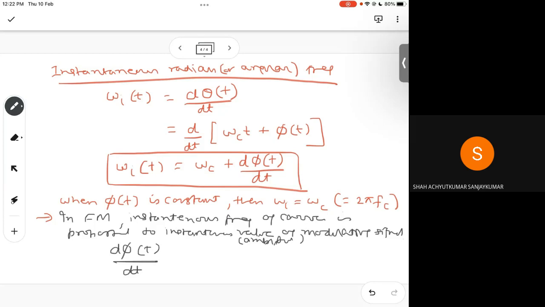So what it implies is that d phi(t) by dt is equal to some constant kf times vm(t), where I am defining kf. This is how we define frequency modulation. In frequency modulation, your instantaneous frequency of the carrier, that is the frequency at every instant of the carrier, is proportional to the instantaneous value of the modulating signal. And this is my modulating signal.